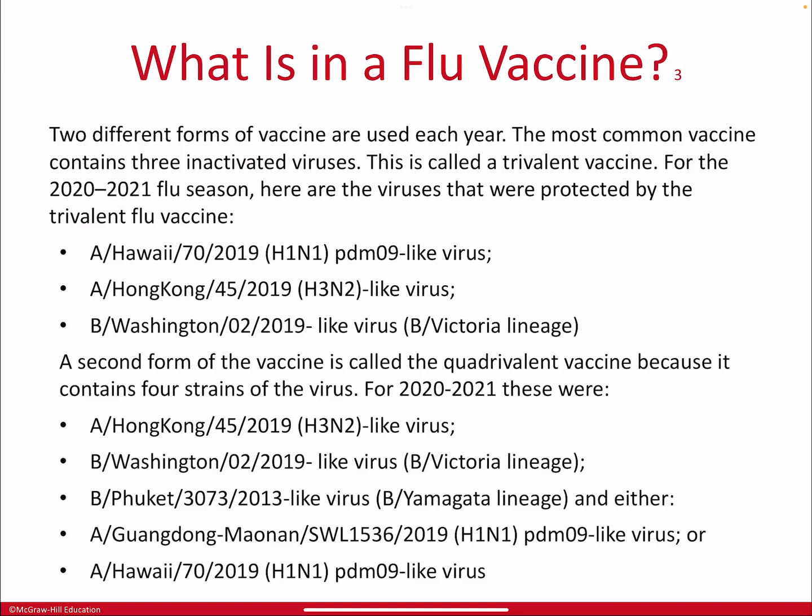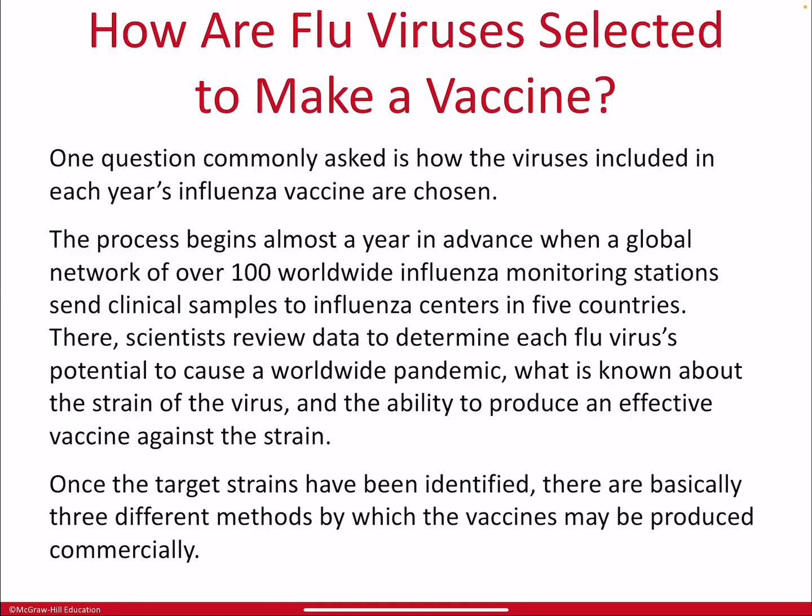Well, there are two different forms of vaccines used each year. The most common one contains 3 inactivated viruses. It's called a trivalent vaccine because it has 3 viruses in it. And then sometimes you have these quadrivalent vaccines because it contains 4 strains of the virus.